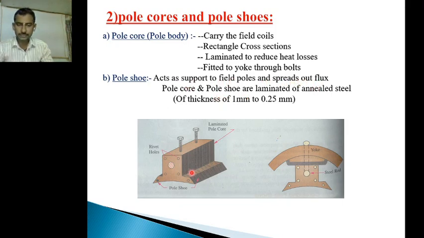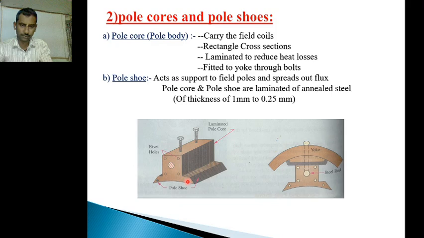That means here we can make the field winding. On the pole we can make the field winding. If there is no pole shoe, then what happens? The field winding may become loose and may be separated from the pole core. So in order to stop the loosening of the field coils, we definitely provide the pole shoe.